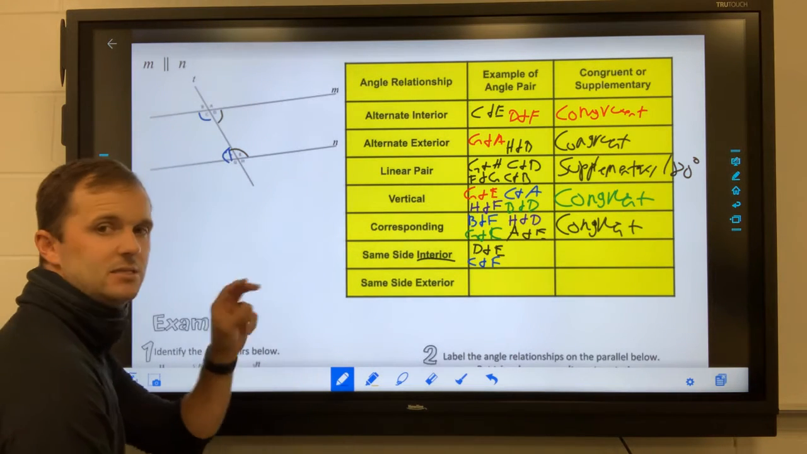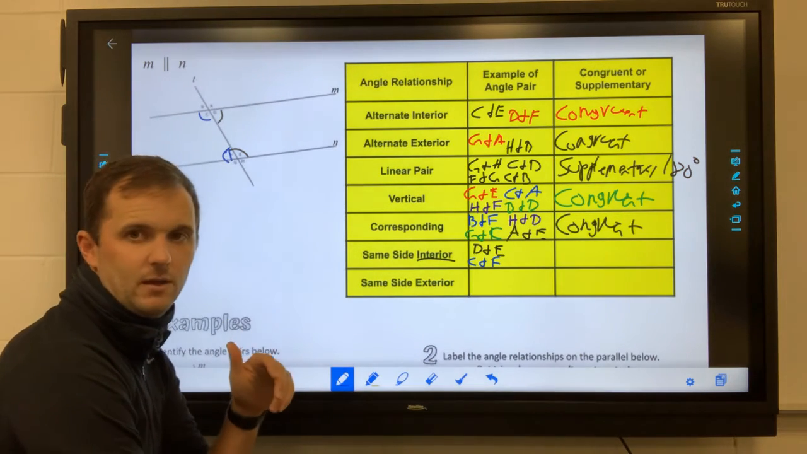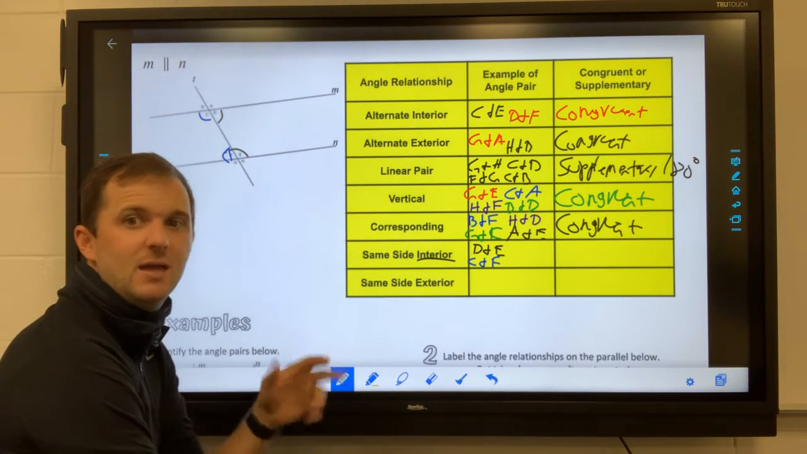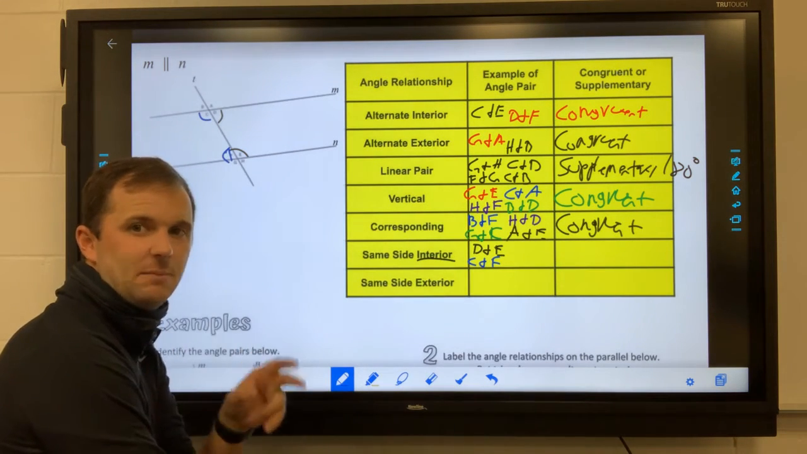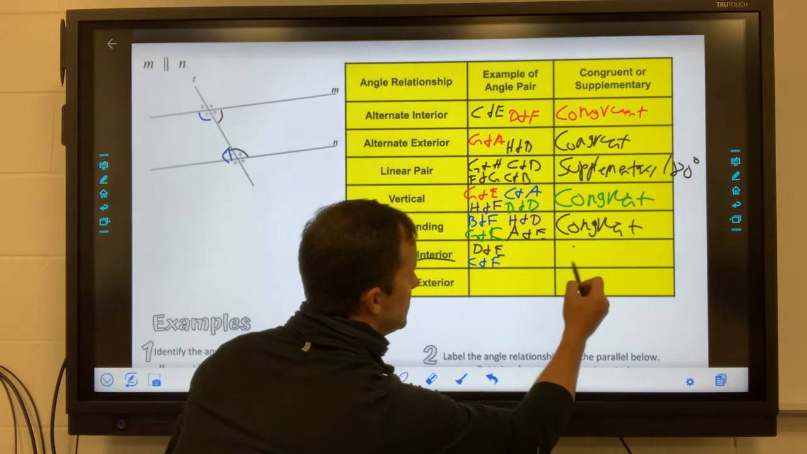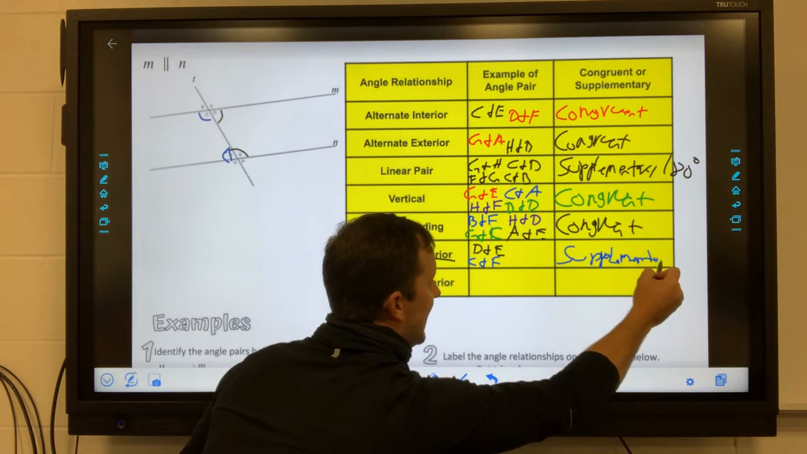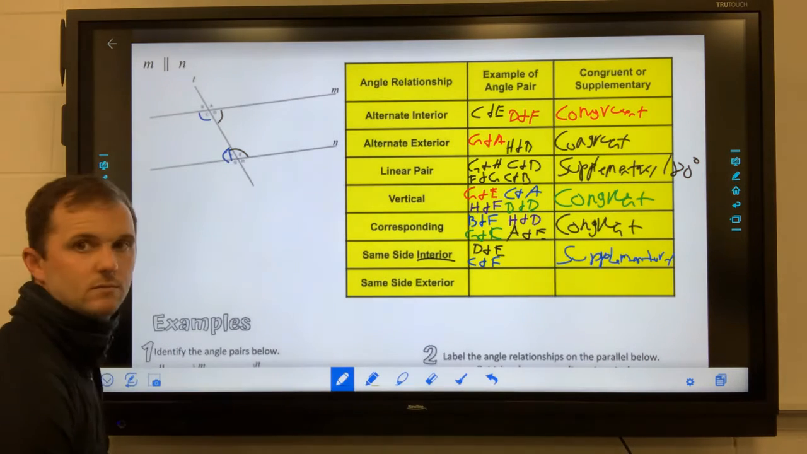Same side interior angles are going to be supplementary. The thing I want you to think about is same side supplementary, SSS. Same side sup. So those are going to be supplementary, meaning they add up to 180 degrees.